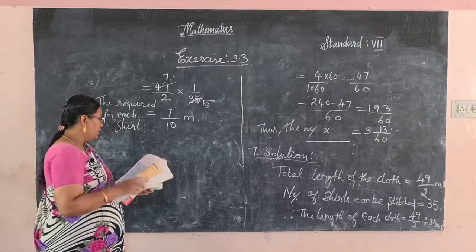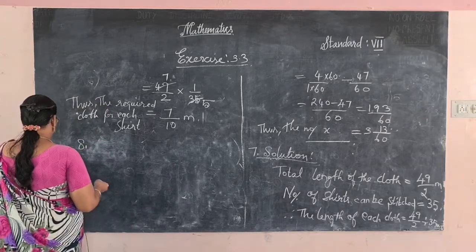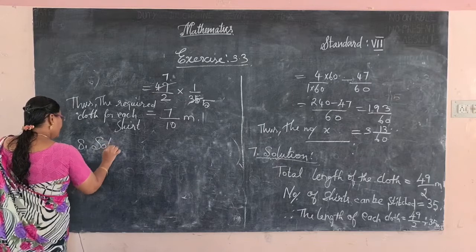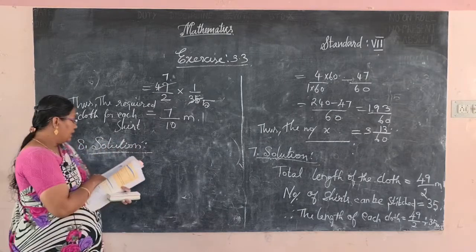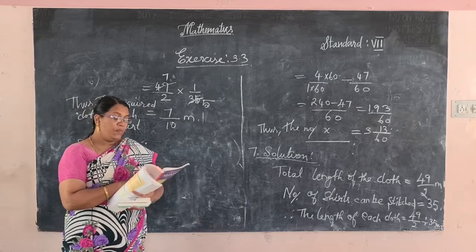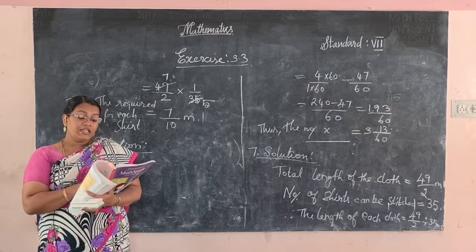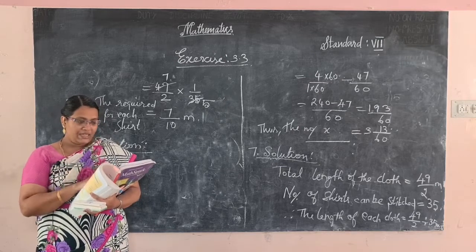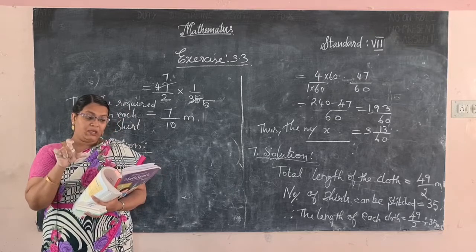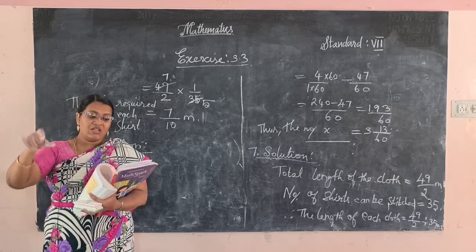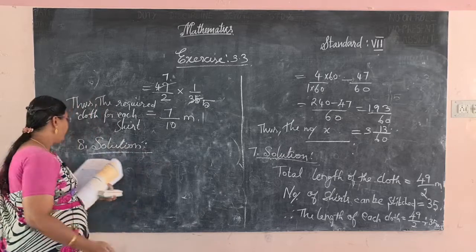Now move to the 8th problem. Divide the sum of 12 by 5 and 13 by 7 by the product of minus 4 by 7 and minus 1 by 2. So first, divide the sum of the first two values by the product of the other two. First we have to find the sum of the values.